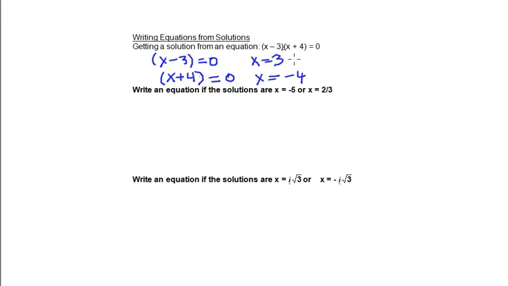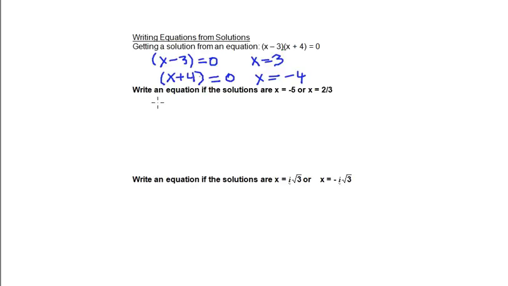So we can see that each solution is connected to a factor, but also that the signs of the solutions are opposite of what they appear in the factor, because when we want to isolate the variable and do the reverse operation to get it to the other side, that again changes the sign. So now we'd like to do the reverse process.